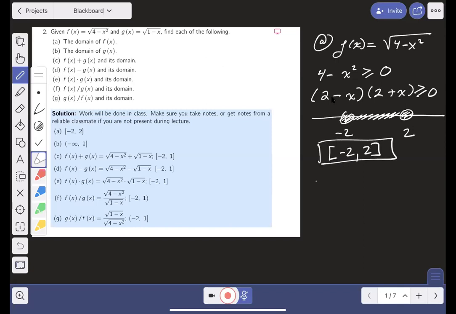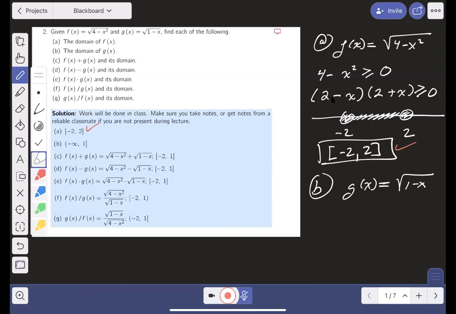A is done. Let's go to B. Before I do that, though, I want to point out these answers are clearly specified for you. Let's go to B. What does B say? What's the domain of g? Well, let's write down what g is. g is an even root problem. And what's under the root? 1 minus x.